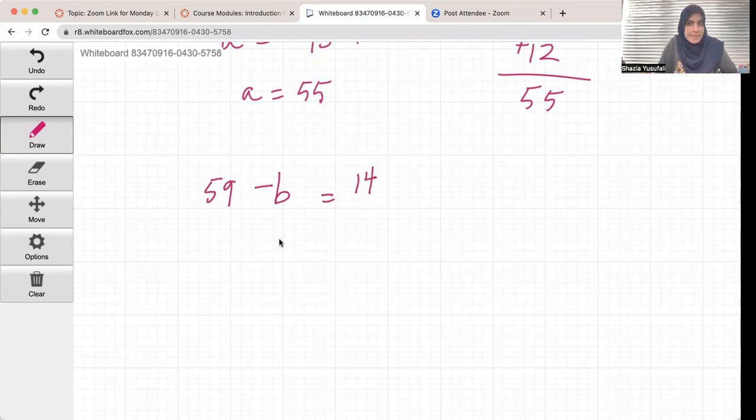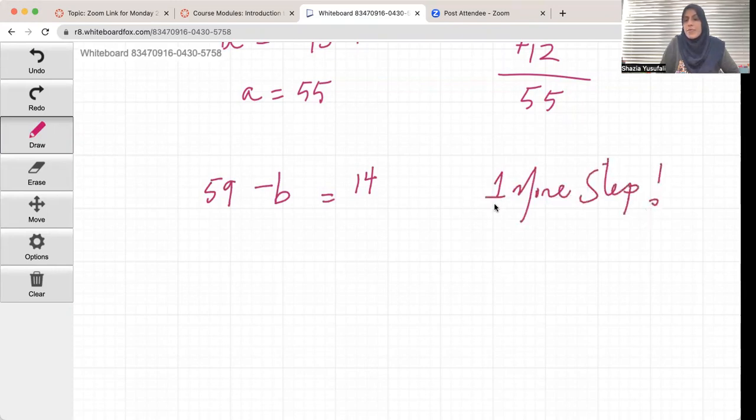Do we do the same thing? If we were to just take 59 and move it across, it'll be 14 minus 59. We're probably going to get a negative number. It's going to look a little odd, right? So you don't always use the same step. You actually use one more step. This is important. You do one more step.